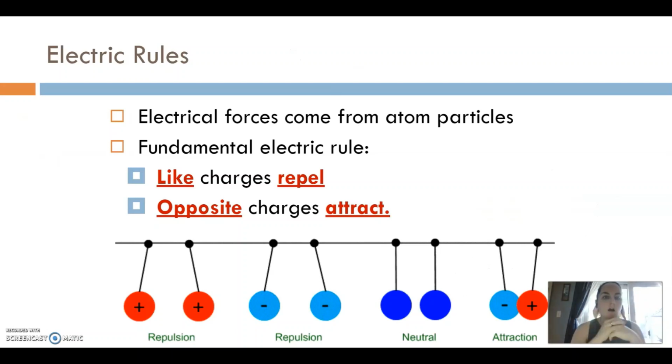Our electric rules stem from this fundamental idea of charge. Like charges are going to repel. A positive and positive will repel, and a negative and negative will repel, whereas a positive and a negative are opposites, so they're going to attract. And our neutrons, which are neutral and have no charge, aren't going to do anything. They're not going to interact.